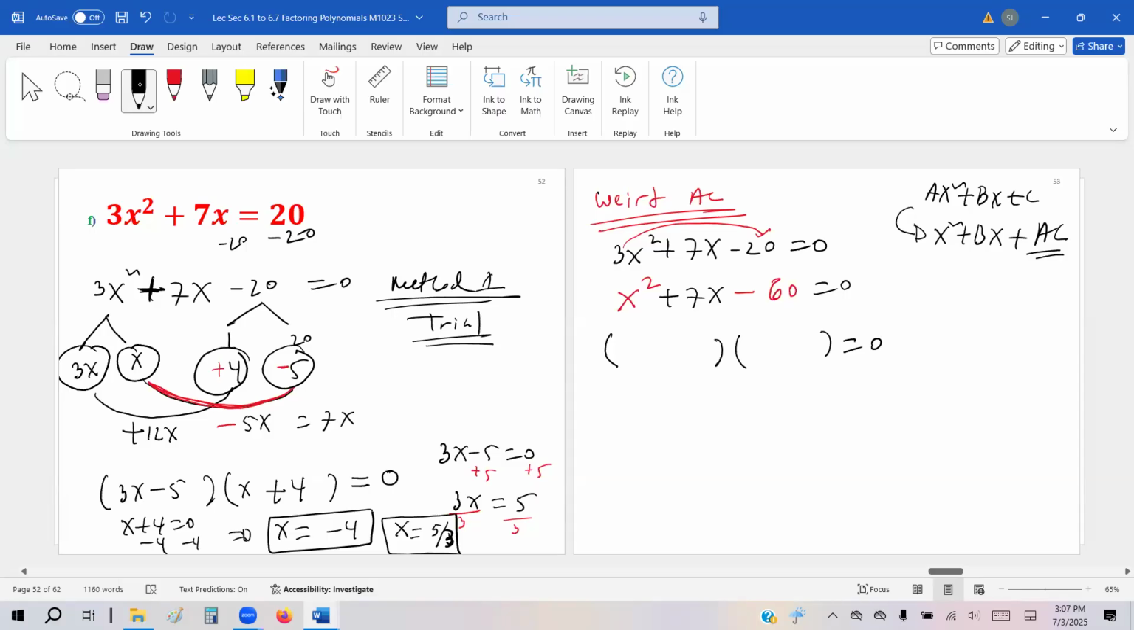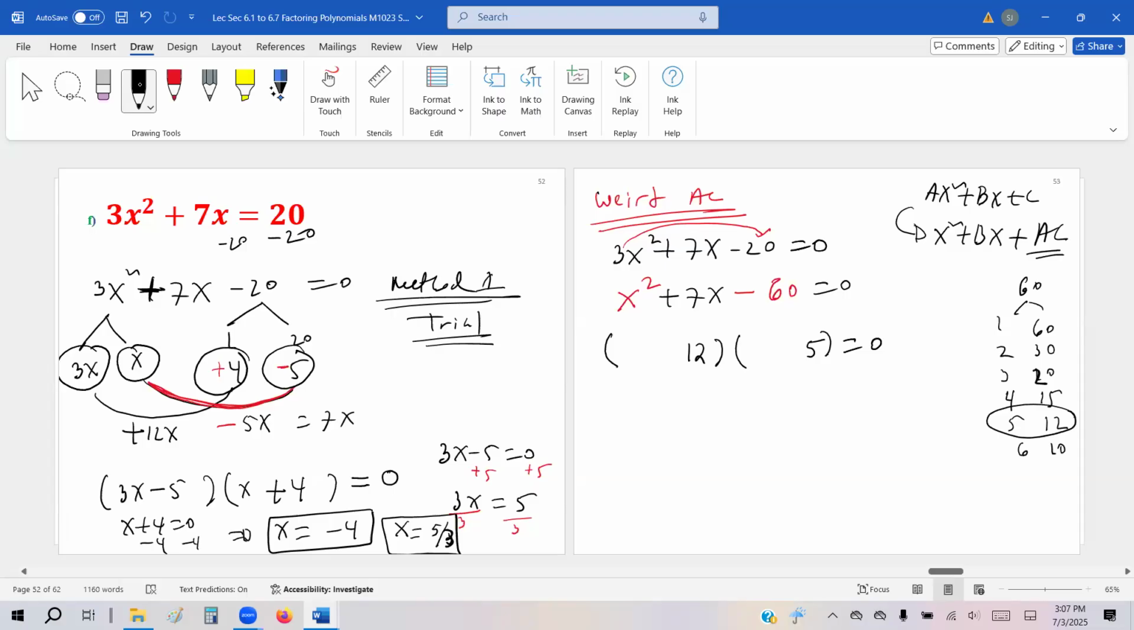So we need a times table. 60 is 1 times 60. None of them give 7. 2 times 30. No. 3 times 10. Sorry, 3 times 10 is 30, not 60. 3 times 20. 4 times 15. 5 times 12. 6 times 10. Which pair gives you 7? Only this pair, right? 5 and 12. So it's definitely 12 and 5, but you have to decide their sign.